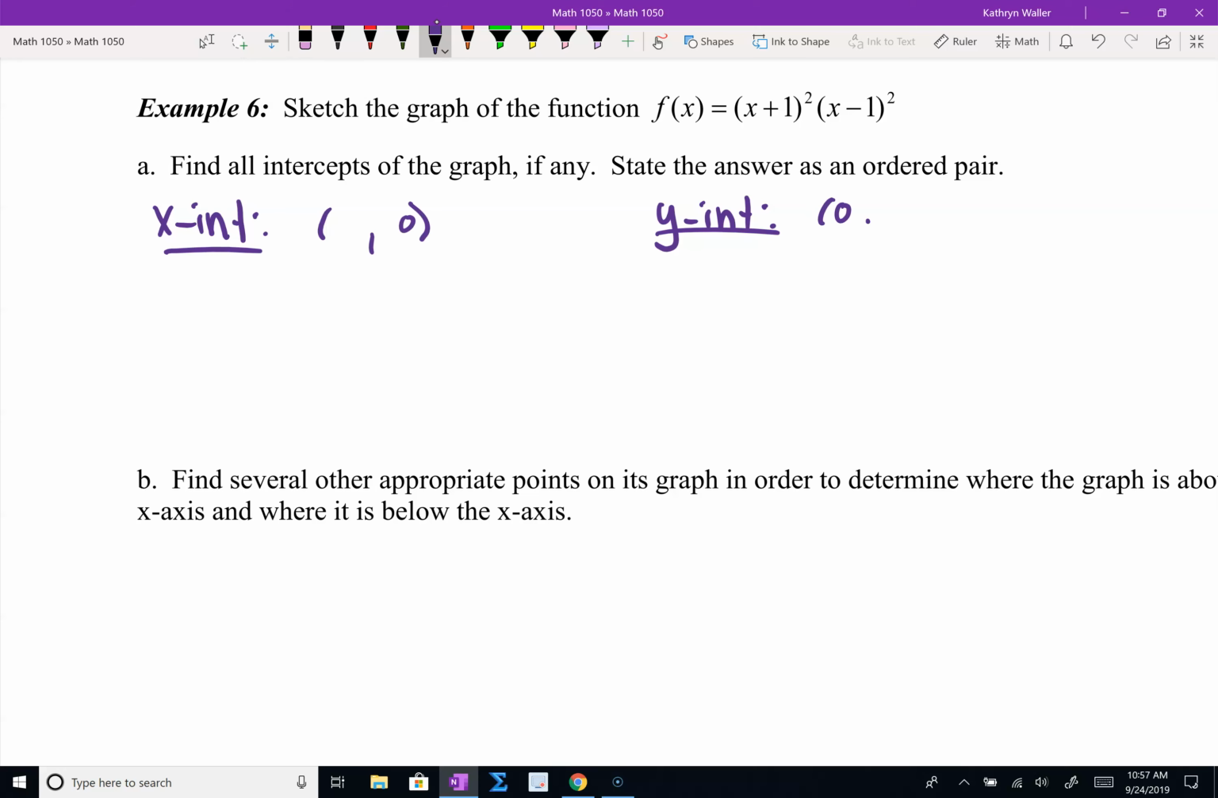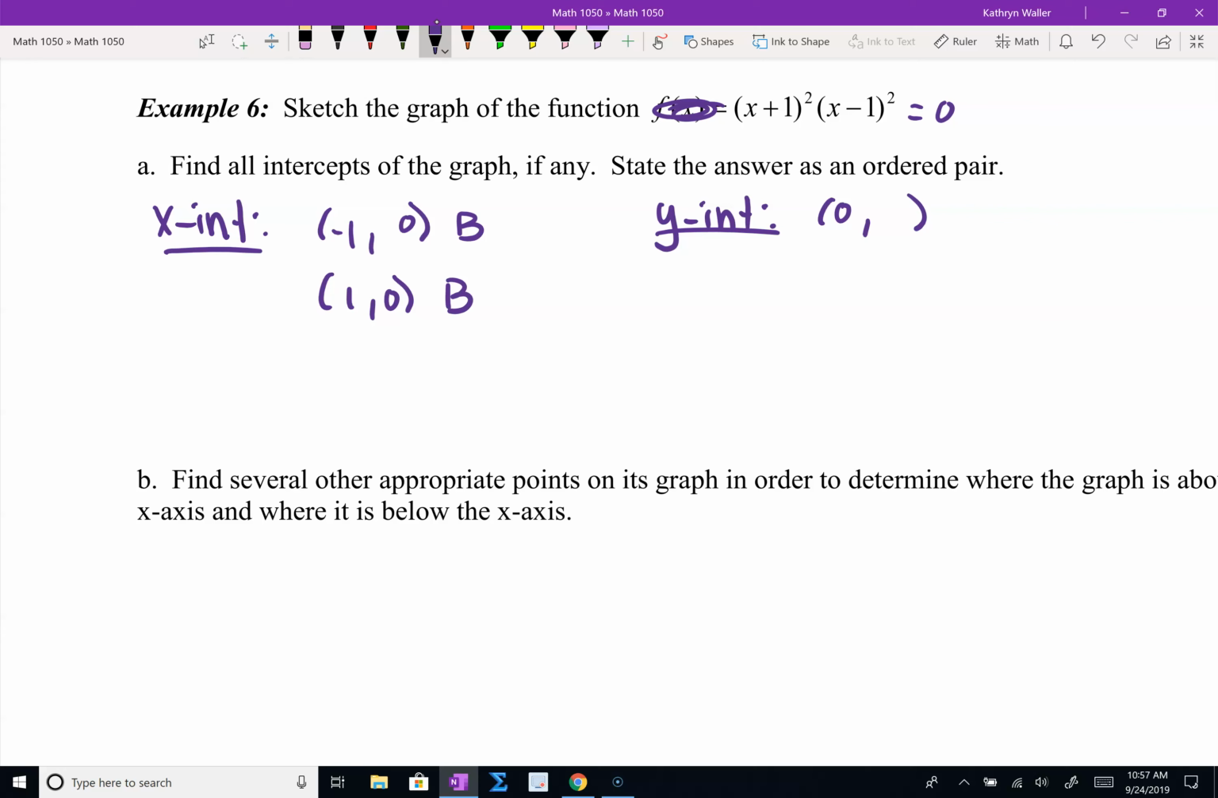Okay? Okay, to find the x-intercept, you let y be 0. To find the y-intercept, let x be a 0. So y is a 0, set that guy equal to 0. I have -1, 0 bounces because my exponent's even.